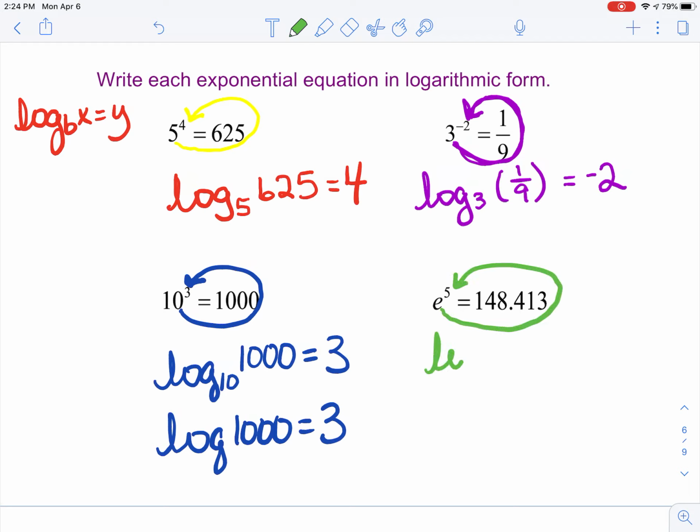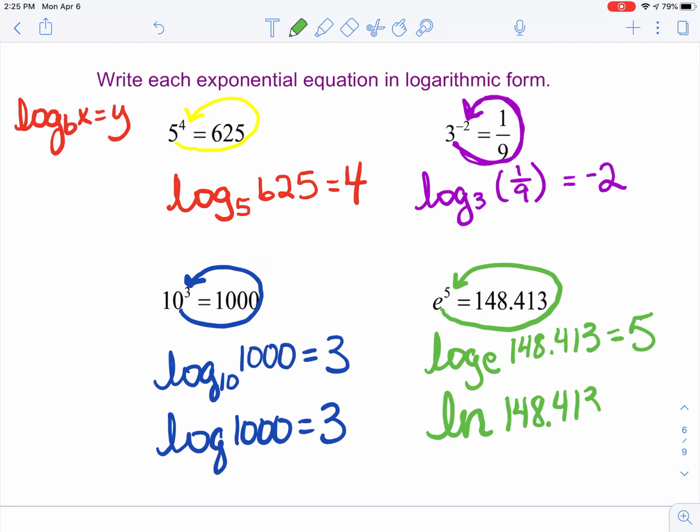It's going to be log, my base is e, of 148.413 always equals the exponent, which is 5. Now, is that correct? We're getting there, because log base e is a special case. We call it the natural log of 148.413 equals 5. So don't forget to change those.